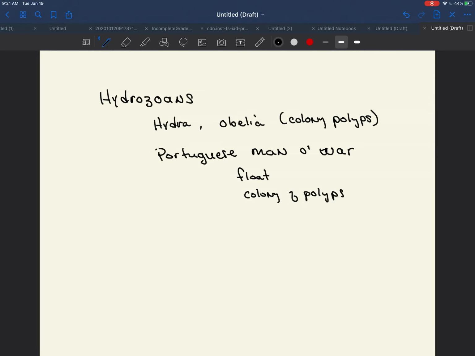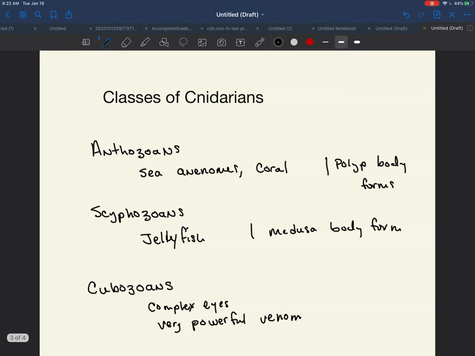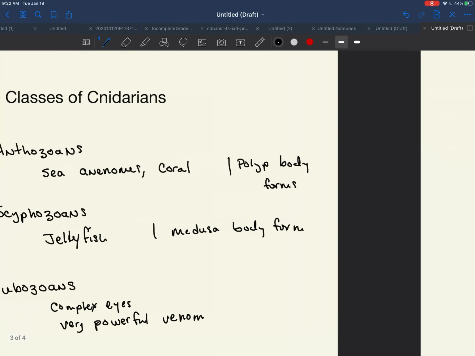So even though it maybe sort of looks like a jellyfish because it has these long tentacles, the tentacles are actually a colony of polyps. And some of those polyps specialize in feeding. Some of those polyps specialize in reproducing. And so it's a very interesting organism because it's a colony of all these things that work together, and not in the form of a medusa. So those are the four major classes of the cnidarians that you need to know.